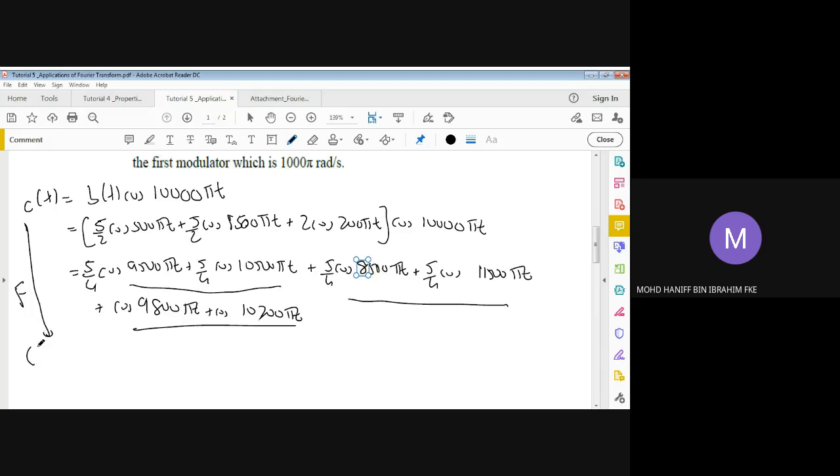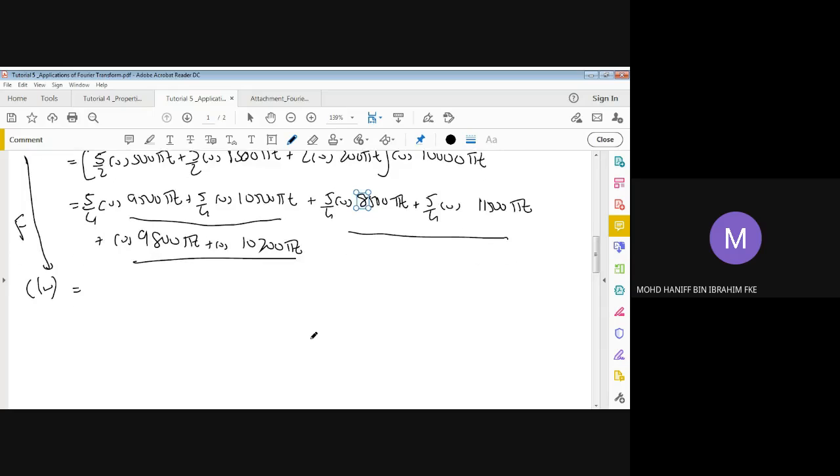So the C(omega): each cosine term will produce two impulses, so we have 1, 2, 3, 4, 5, 6 terms, so supposedly we are going to have 12 impulses for this particular case. You can try to find this Fourier transform for C(omega) on your own, but in terms of sketching, I will proceed with sketching all of these based on this value. We are supposed to have 12 impulses.